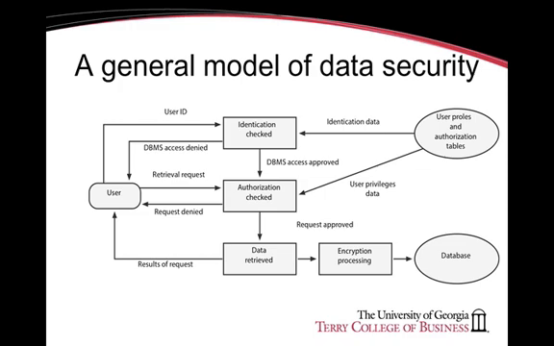This is an authorization check, and this is based on the retrieval request of the user. If the request is denied, the user is informed that they are denied. Otherwise, the data is retrieved from the database and the results are sent back. Both authentication and authorization are performed based on role and authorization tables in the database.